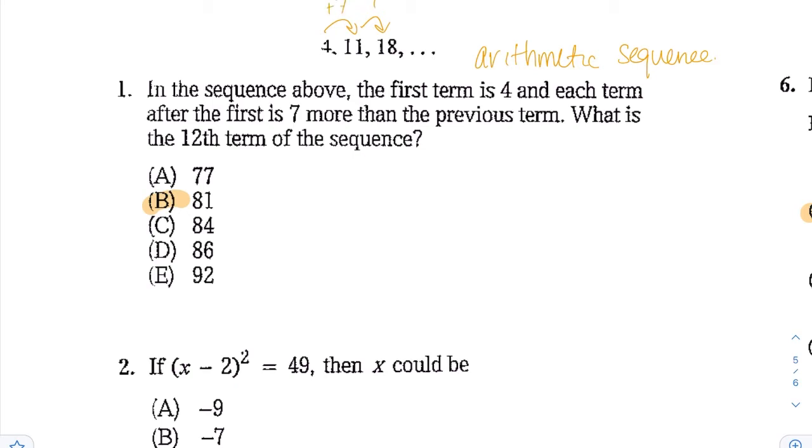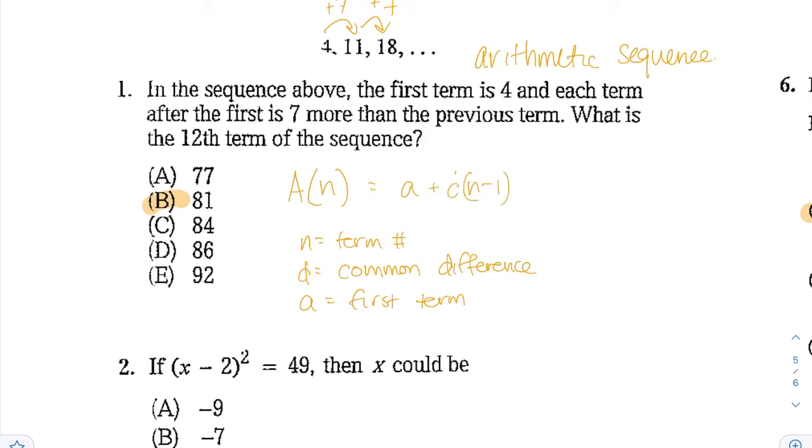In this case, it's 7. So the general format for an arithmetic sequence, A of n, where n is equal to the term number, and d is equal to the common difference, which is that number you keep adding. And you have A, which is the first term. The formula is A plus n minus 1 times d.